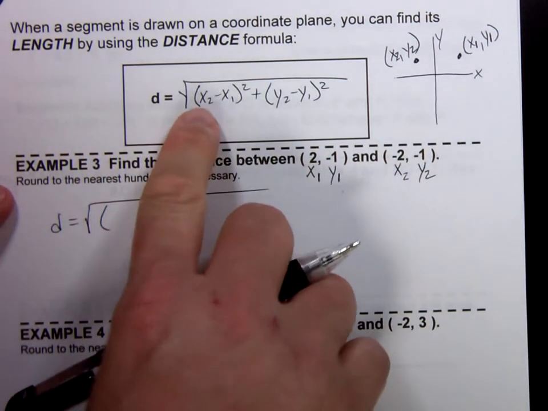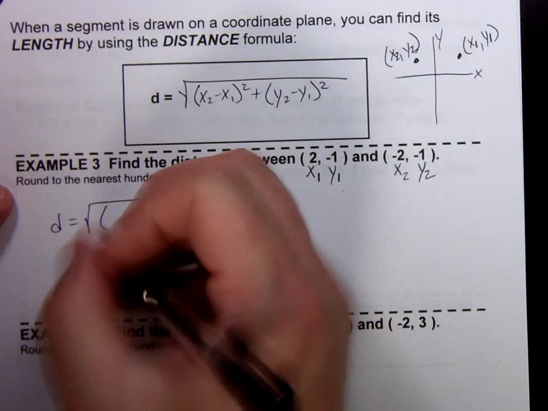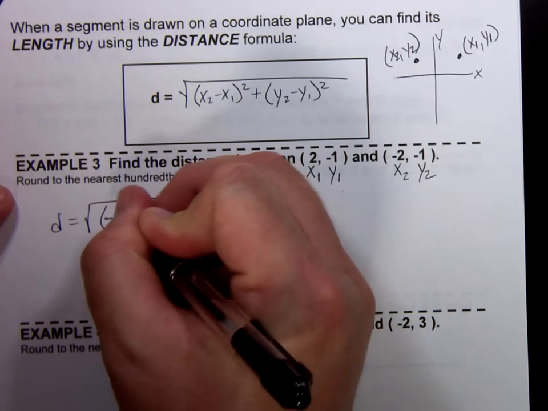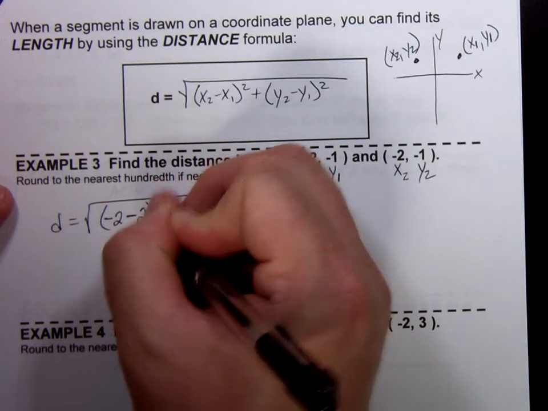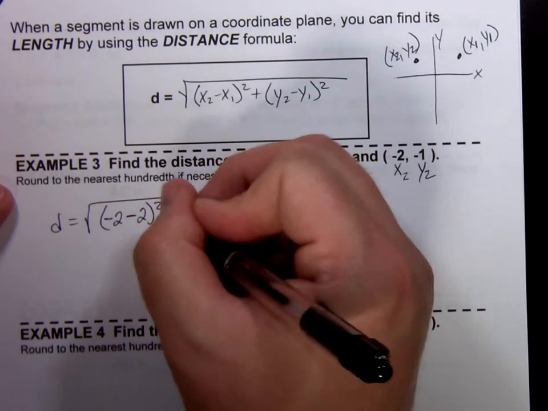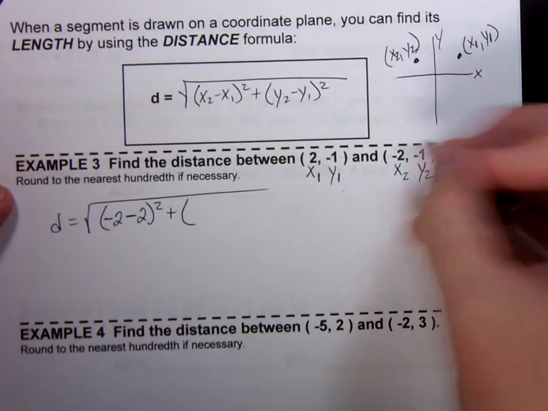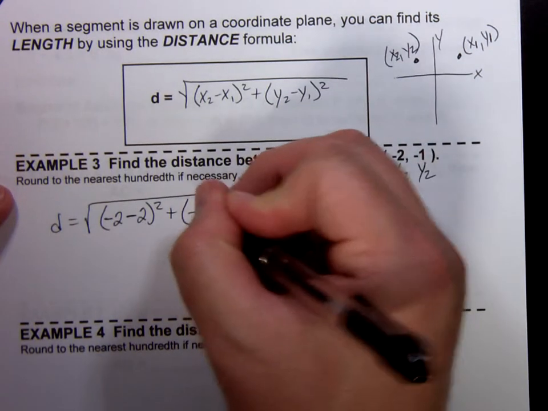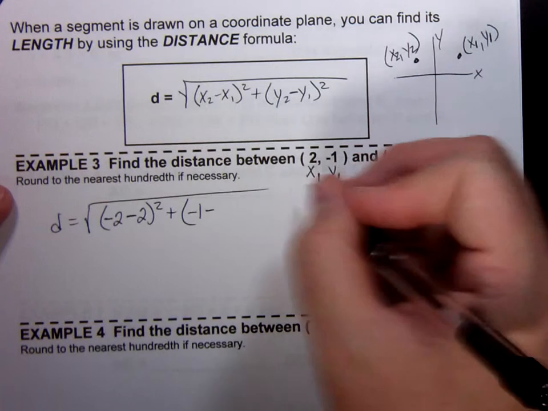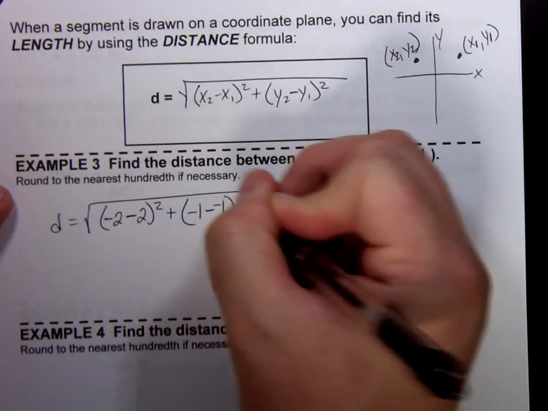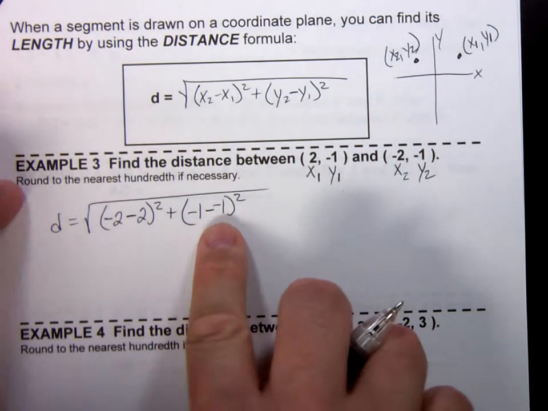So we want X sub 2, which we identified to be negative 2. And then we're subtracting X sub 1, which is 2. And then that is squared. Then we have Y sub 2, which is negative 1, minus Y sub 1, which is a negative 1. Now right here, you are subtracting a negative, which means you will add.